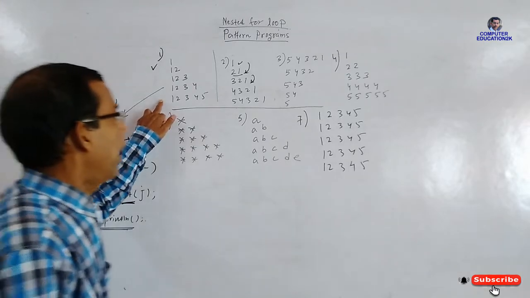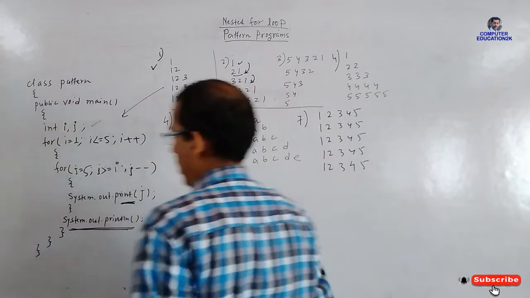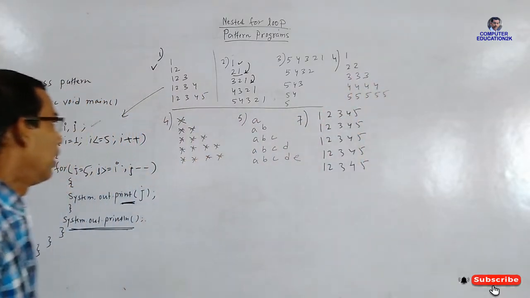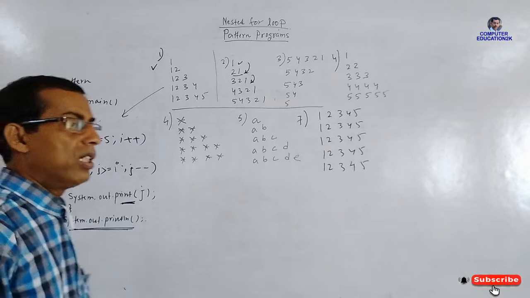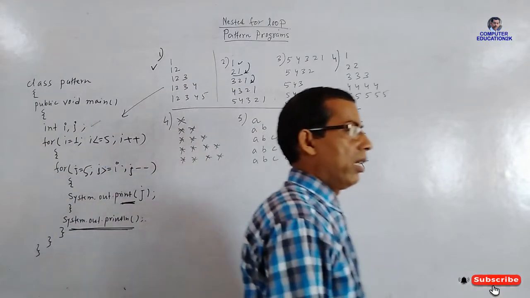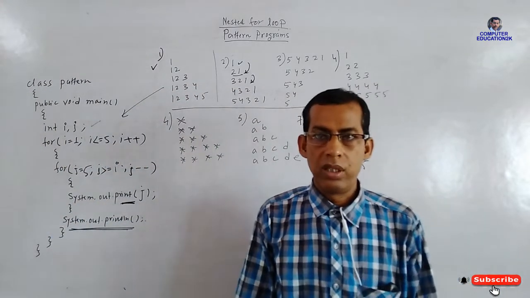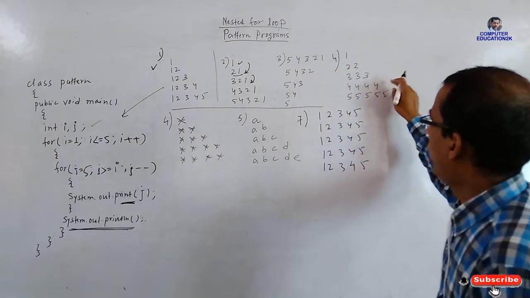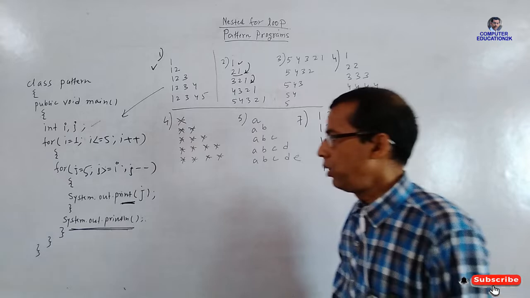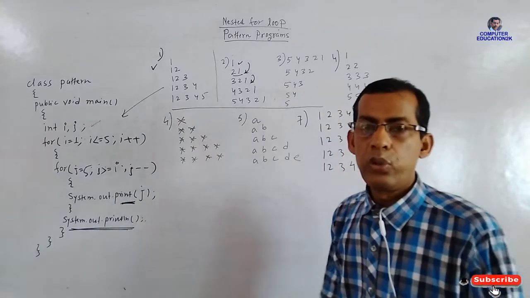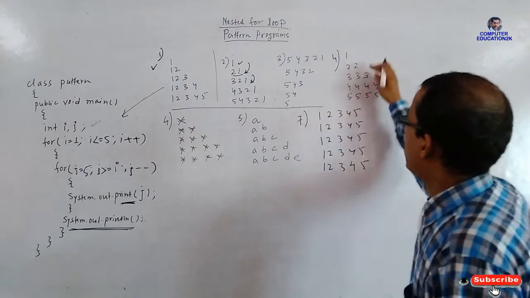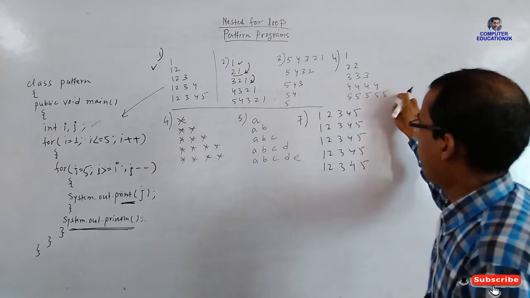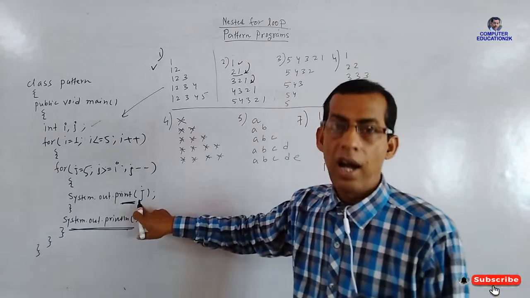Now see, this program and this program are the same. This program and this program are the same. Whenever you see fixed values like 1, 2, 2, 3, 3, 3, 4, 4, 4, 5, 5, 5, then you have to print I. If you see any pattern with this kind of fixed values, then you have to print I.